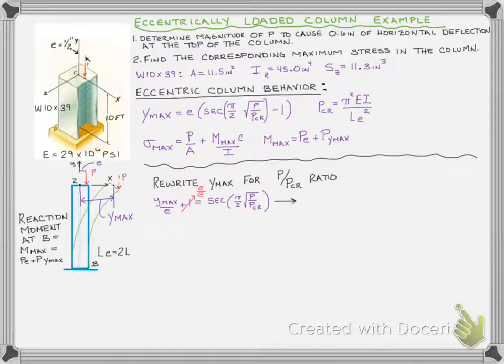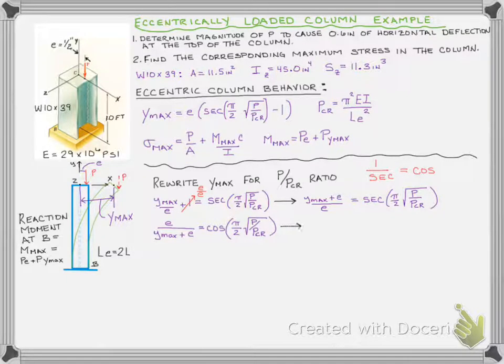We can also note that 1 is nothing more than E over E, so we can rewrite the left side as Y max plus E over E, and that's just going to be equal to the secant of pi over 2 times the square root of P over P critical. And if we also note that the secant is nothing more than the inverse of the cosine, we can then just flip both sides of the equation, so we'd have E over Y max plus E equal to the cosine of pi over 2 times the square root of P over P critical. So we're just going to take the inverse of both sides.